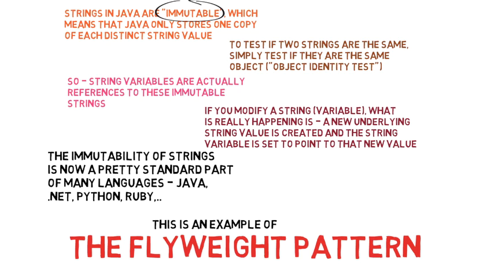Let me summarize. Using the same piece of memory to hold the same distinct string value, and every variable which wants that particular string value points to the same space in memory. Sharing of memory in this way so that unnecessary string objects are not created is an example of the Flyweight pattern.